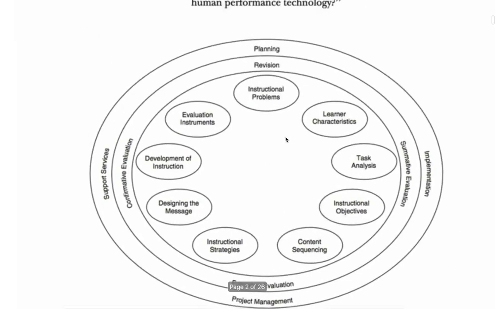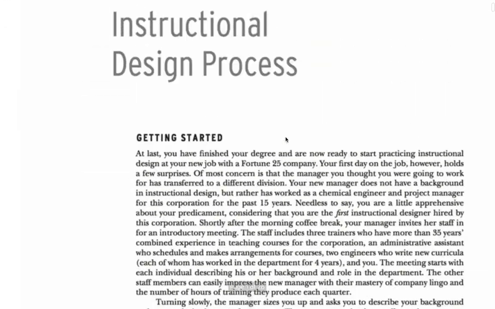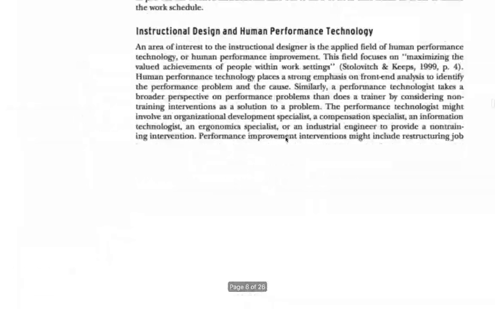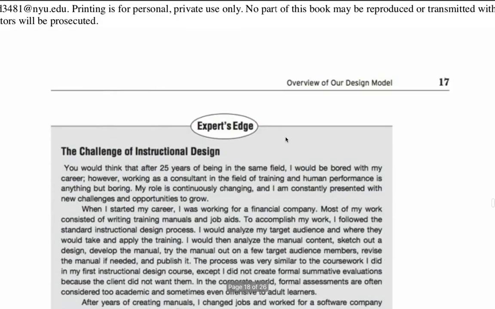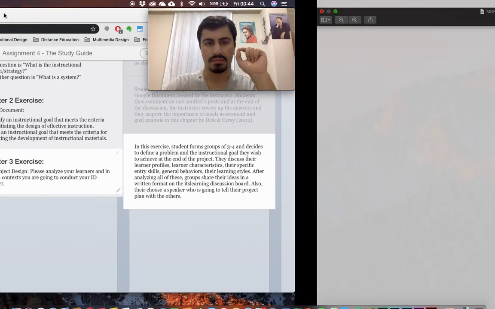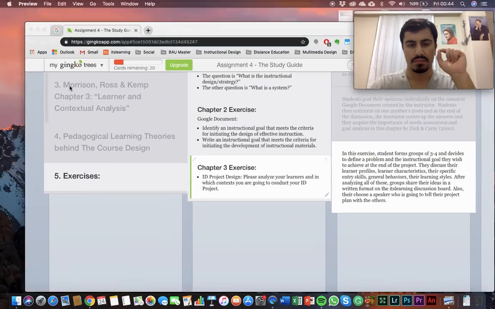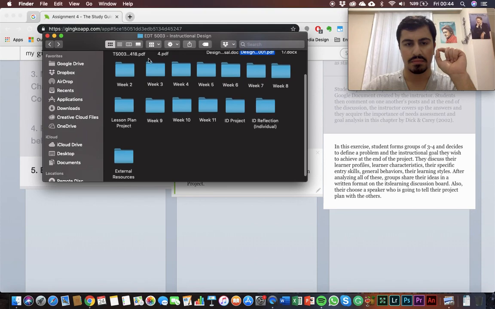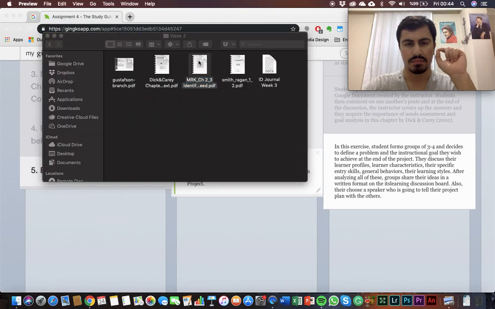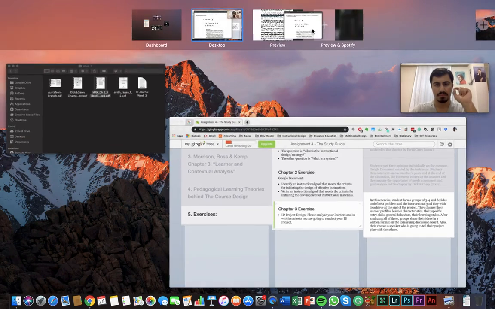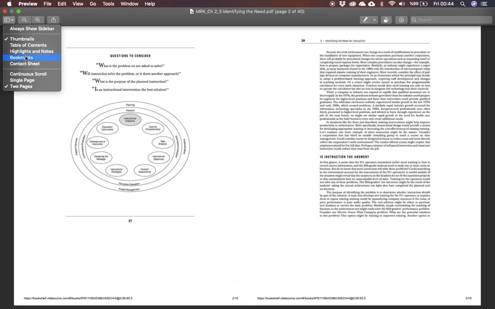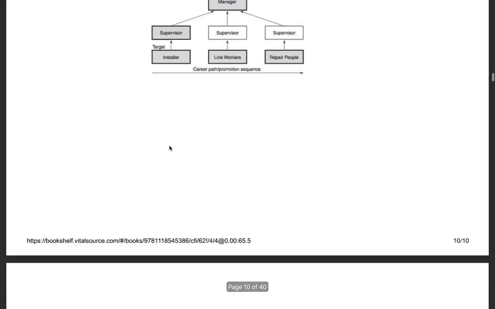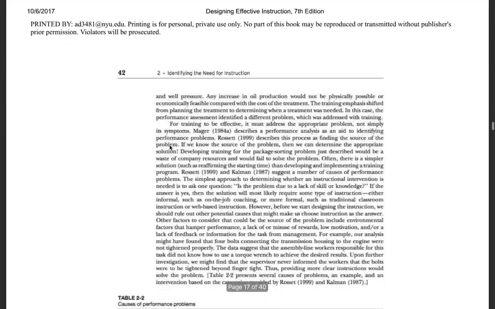So here is the book, here is the chapter. Sorry for that, it was about to be chapter 3. Sorry for this inconvenience. Just a minute.